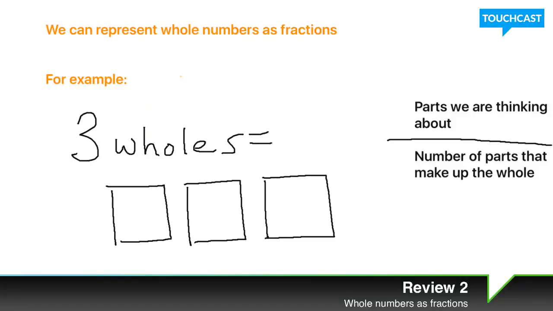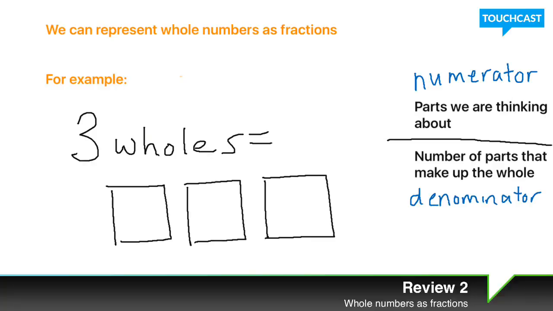All right, friends, let's go ahead and review how we can represent whole numbers as fractions. Before we get started, I just want to review the definition of a numerator and a denominator. A numerator, we can see it right here, are the parts we are thinking about. Those are the parts in our head. And a denominator are the number of parts that make up one whole. That's the denominator.